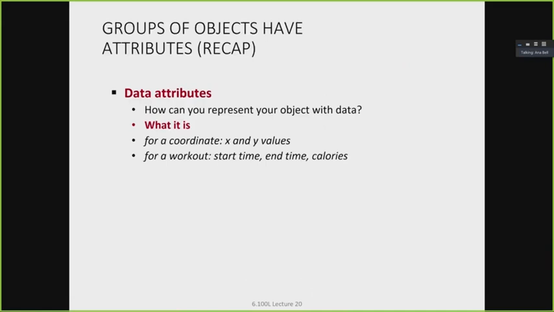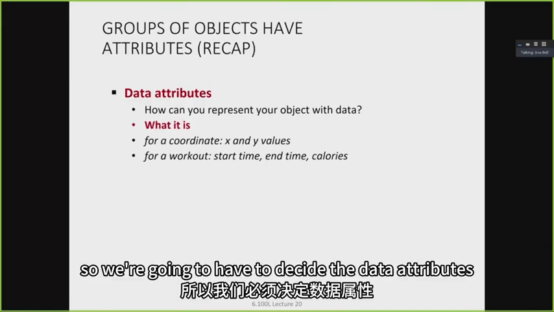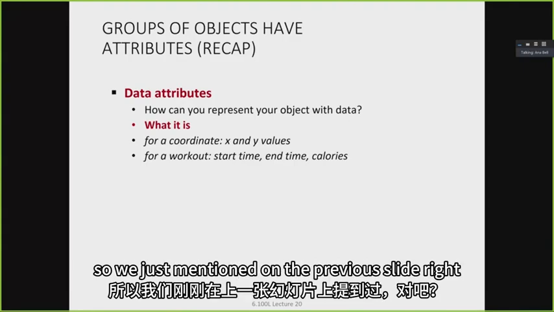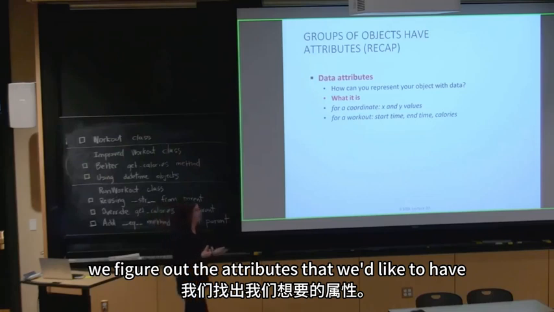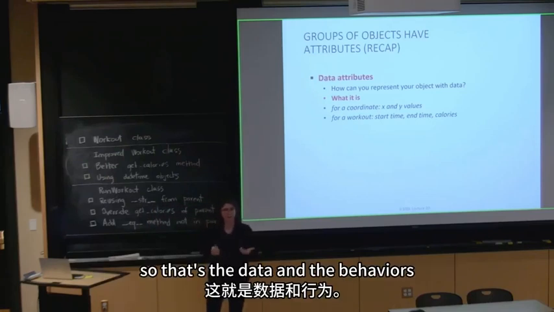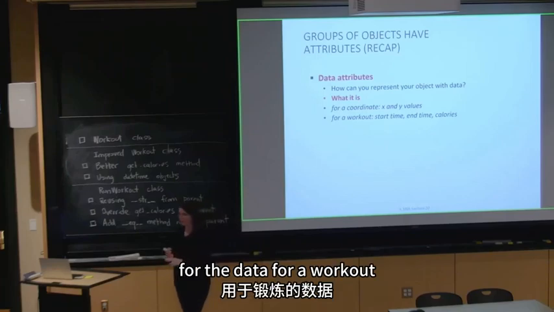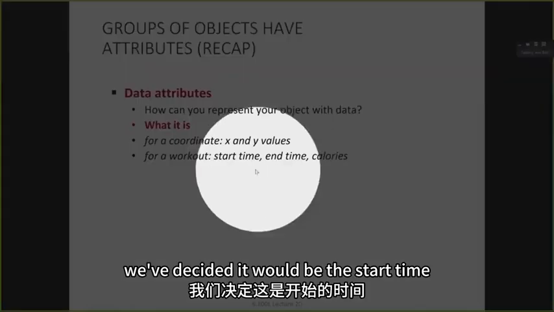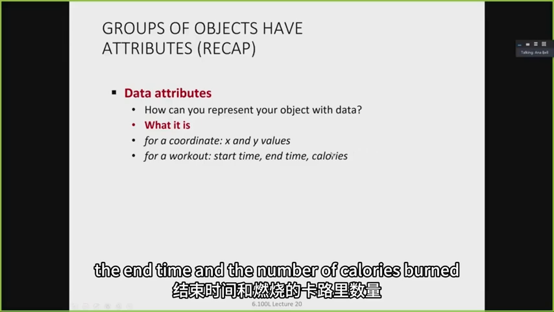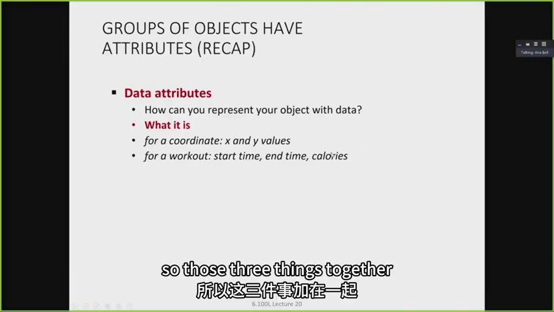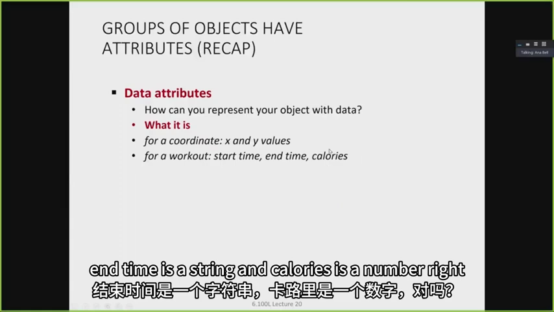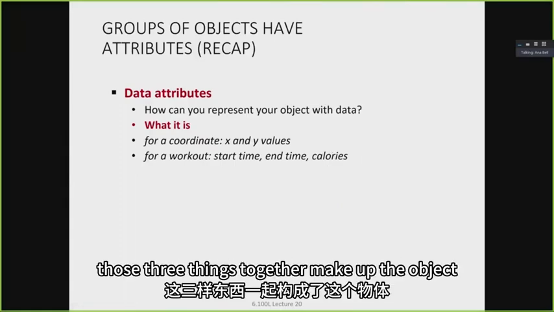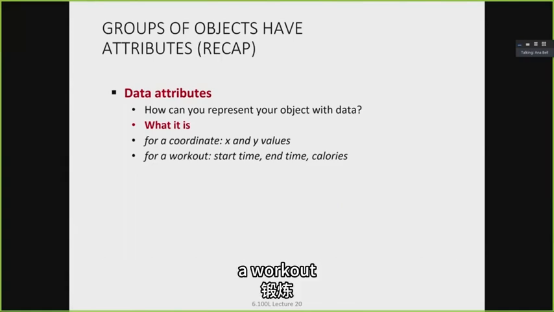Okay, so we're going to have to decide the data attributes. So we just mentioned on the previous slide, right? When we make design decisions, we figure out the attributes that we'd like to have for our object type. So that's the data and the behaviors. For the data, for a workout, we've decided it would be the start time, the end time, and the number of calories burned. So maybe start time is a string, end time is a string, and calories is a number, right? Either a float or int, whatever. Those three things together make up the object, a workout.